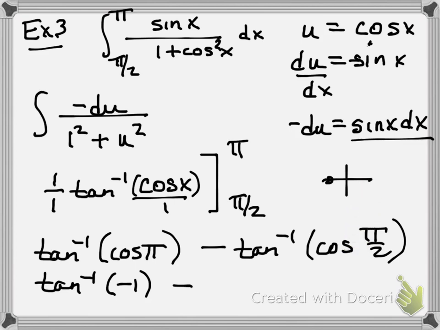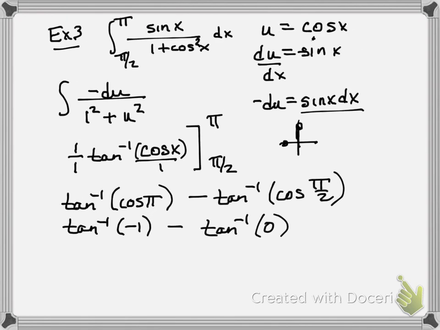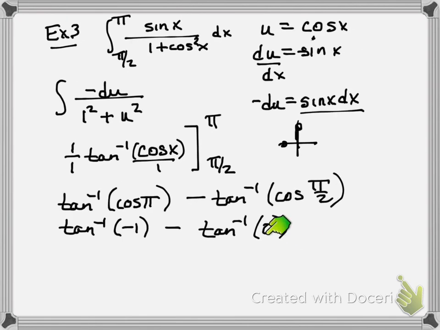Okay, how about at pi over 2? What's the x value when you're at pi over 2? At pi over 2, the x value would be 0. So now I have inverse tangent of 0. Okay, so this one's fairly easy.